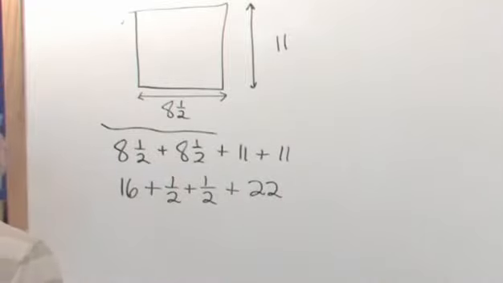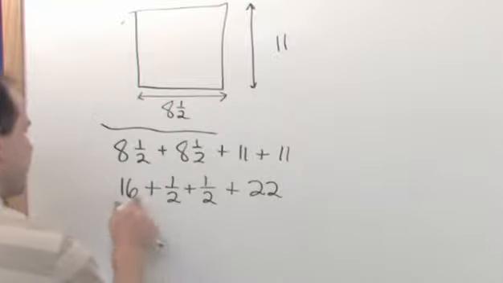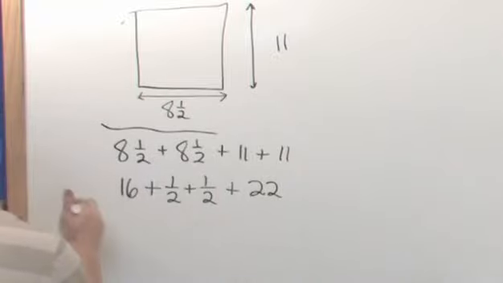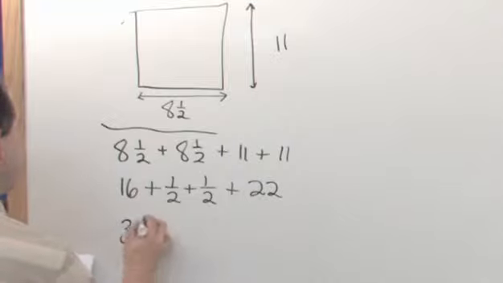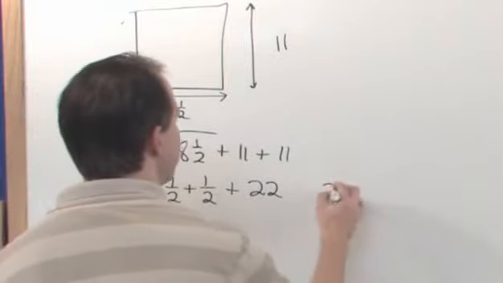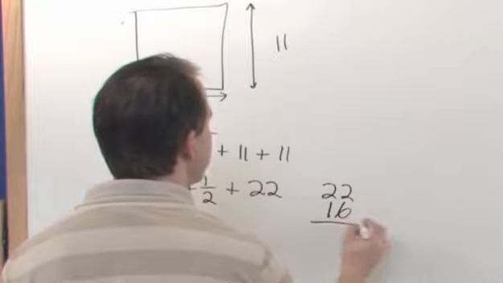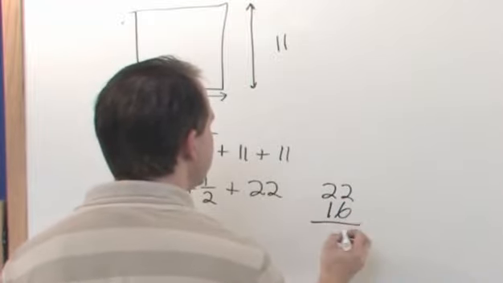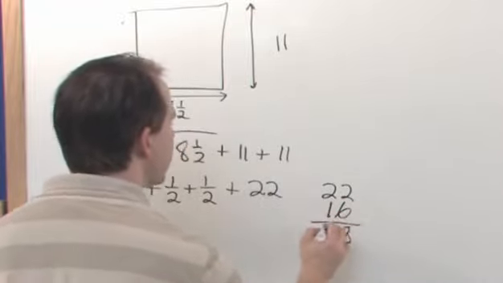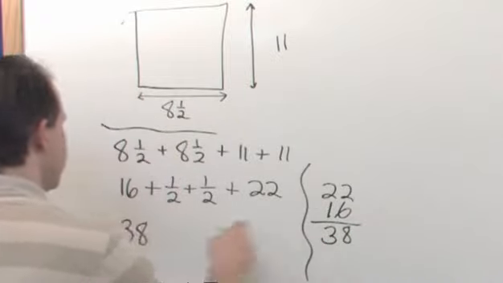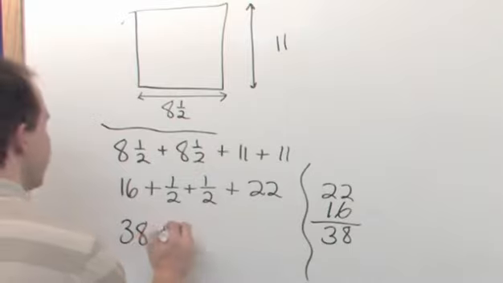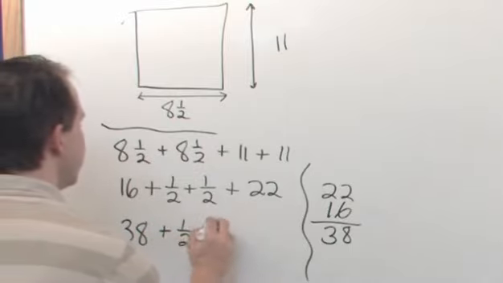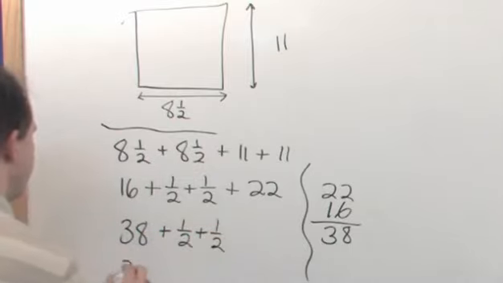Okay, so I still have these fractions to deal with, but I can still add the 16 to the 22. And I think you'll find that that's going to equal 38. Okay, because 22 and 16, starting here, 6 plus 2 gives me 8, and 2 plus 1 gives me 3. Okay, so the 16 plus the 22 gives me 38. And now I just have to add the 1/2 to the 1/2.